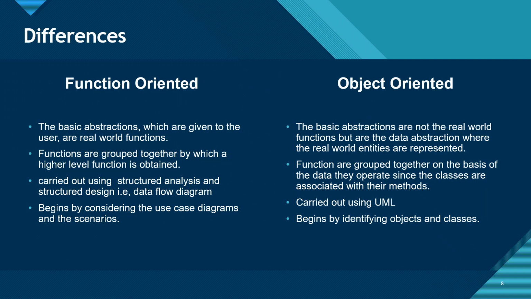Here are some differences between object-oriented analysis and function-oriented analysis. Function-oriented analysis begins by considering the use case diagrams and the scenarios, and in object-oriented analysis, we first identify the objects and the classes. Object-oriented analysis is carried out by UML diagrams, while function-oriented analysis is represented by diagrams like data flow diagrams. So these were some basic differences between function-oriented and object-oriented analysis.